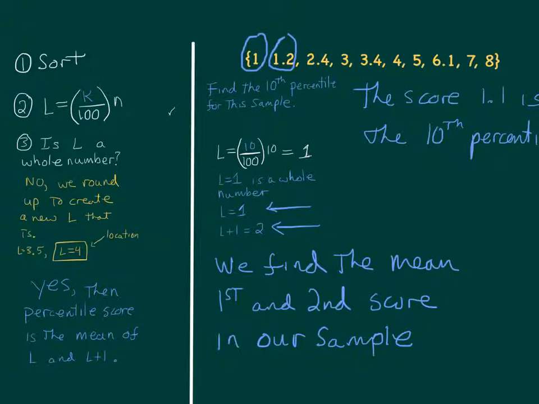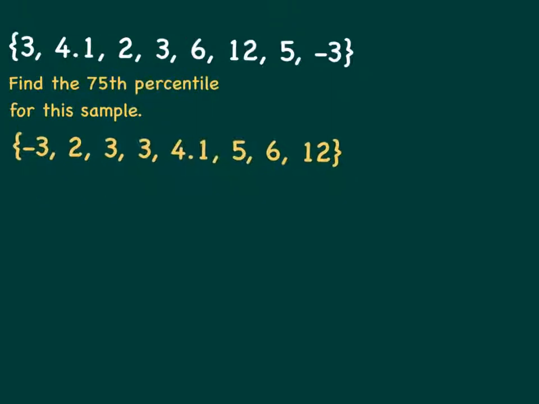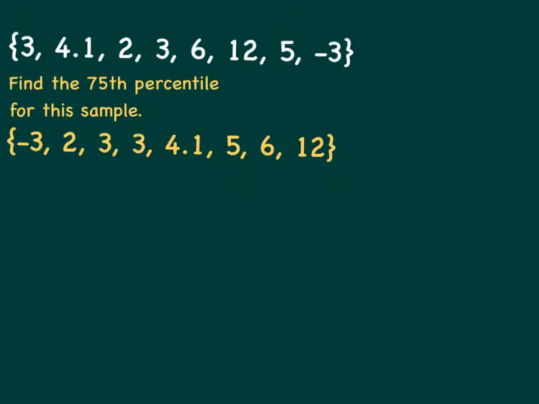All right, let's do one more example. So here's a new data set, 3, 4.1, 2, 3, 6, etc. And what we want to do is find the 75th percentile for this sample. All right, so our first step is, of course, to sort our data, which I've done below. Our second step is to compute our L value. L in this case is going to be the 75 coming from the percentile we want to compute, divided by 100, and then multiplied by the number of elements in our sample. So this is 1, 2, 3, 4, 5, 6, 7, 8.